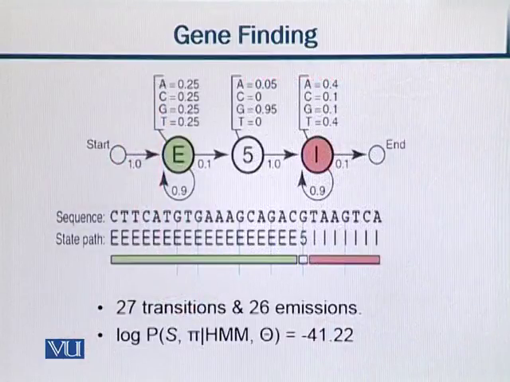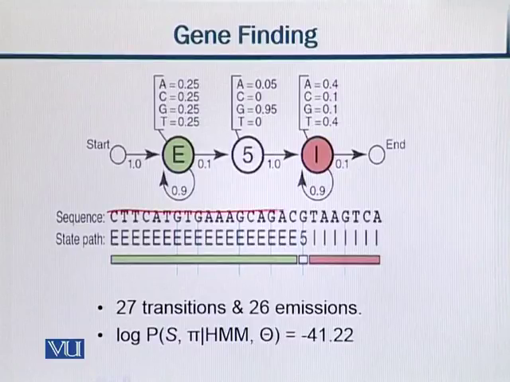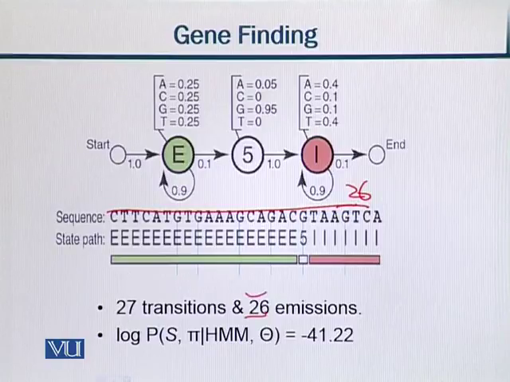For this purpose, here I have given an example. This example shows that there are 26 total pairs in this sequence, basically 26 bases. So for these 26 bases, there would be 26 emissions, which are shown here. And since there is one more transition for the last state, there would be a total of 27 transitions, which are shown here.